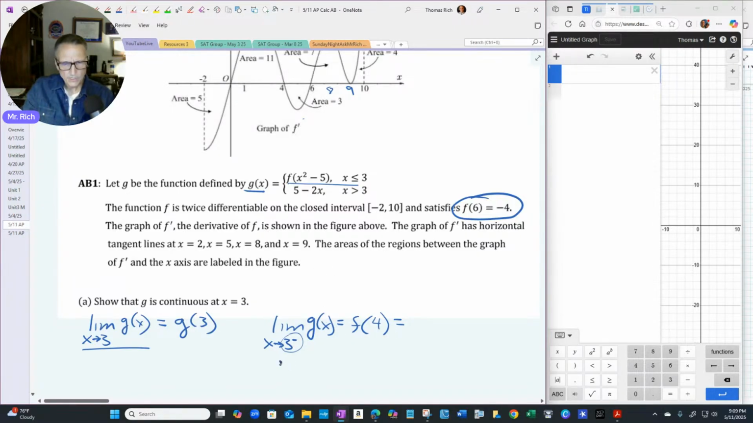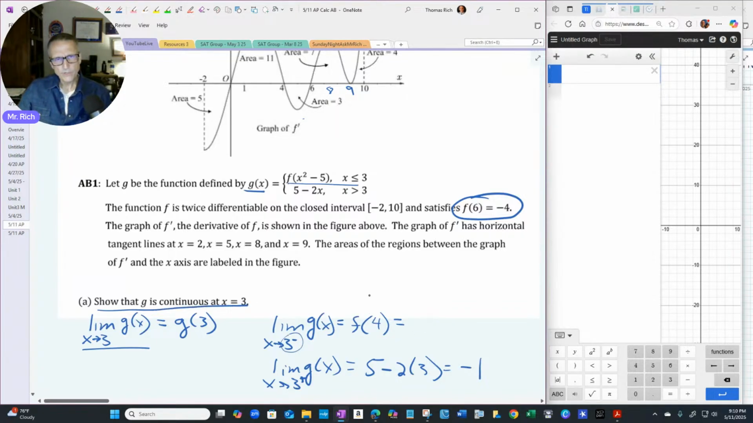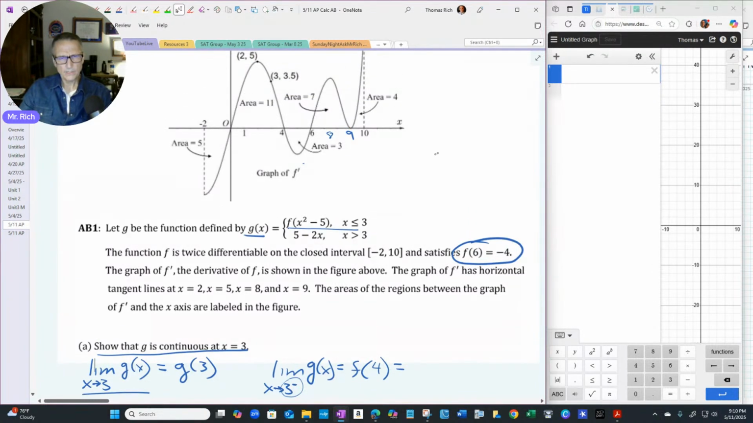Let's do the limit of g of x as we come in from the right at 3. When we're coming in from the right of 3, we're going to be using this. This is going to be 5 minus 2 times 3, so that's going to be a negative 1. Now, they are telling me that g is continuous, right? They're not saying determine if it is. They're saying show it. So this f of 4 is going to have to be a negative 1.